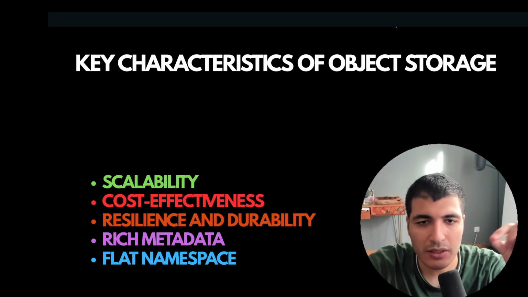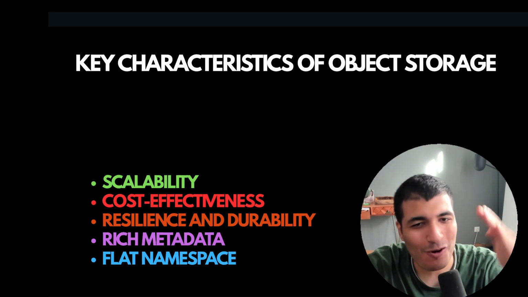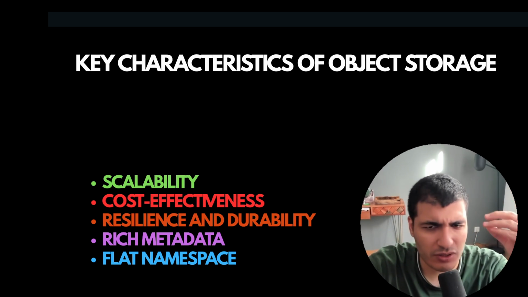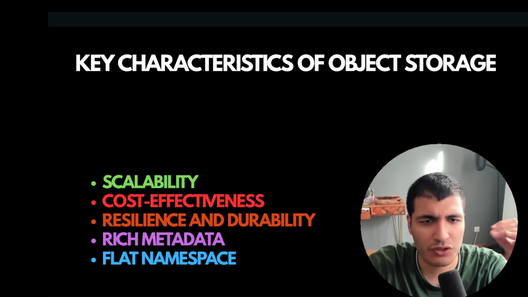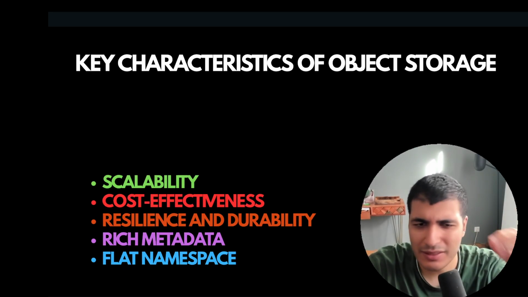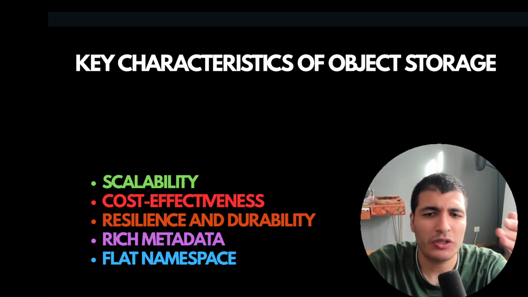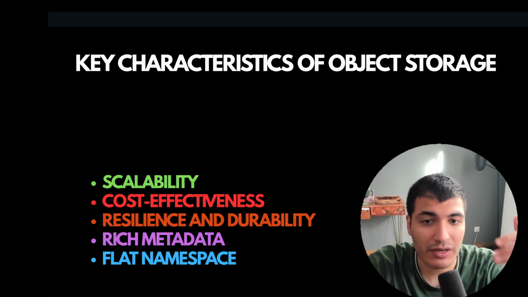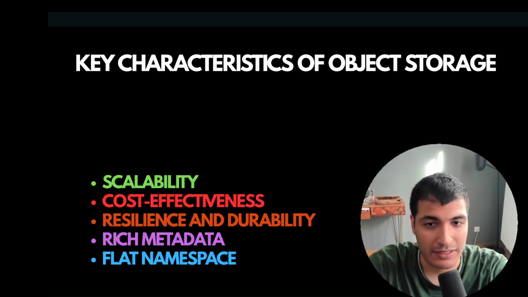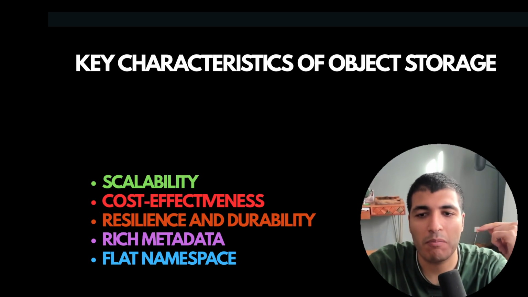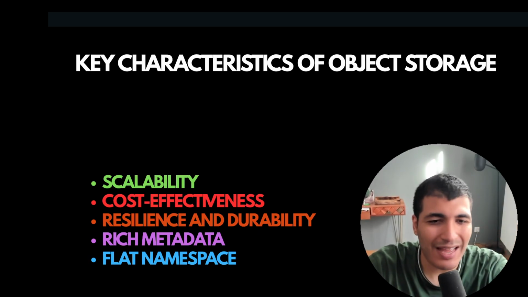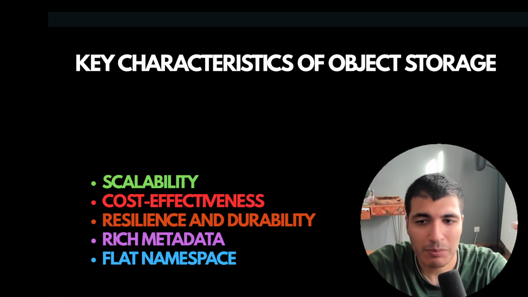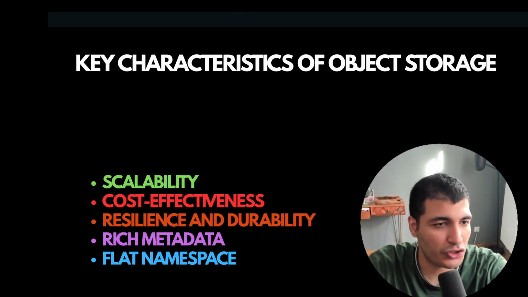Okay, let's talk about some key characteristics of object storage. The first thing we need to talk about is scalability. Object storage systems are designed with several really important features in mind. One of them is scalability. This is a big one. Object storage can easily scale out to store petabytes, that's millions of gigabytes, or even more than that, which is even more mind-blowing. You can simply add more storage nodes to the system as your data grows, without the limitations you often encounter with traditional systems.